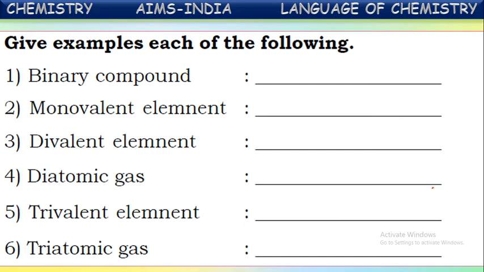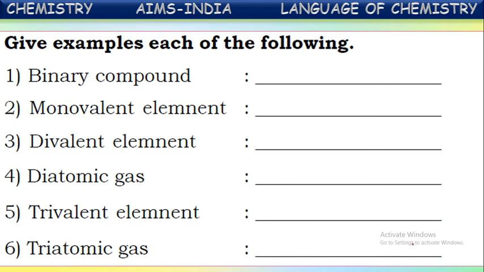Give examples each of the following. See, some compound names are given and they're asking to give some examples for this kind of compounds. What is the first one given? Binary compound. Give an example for the binary compound. Binary means what? The compound with only two kinds of atoms in its molecules.